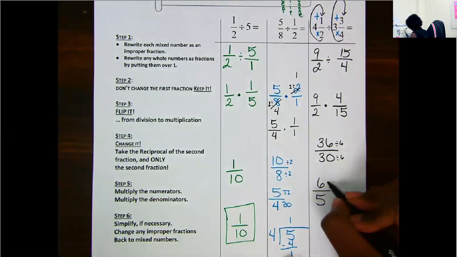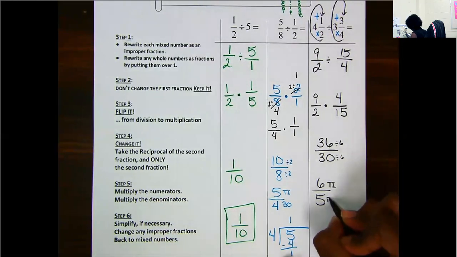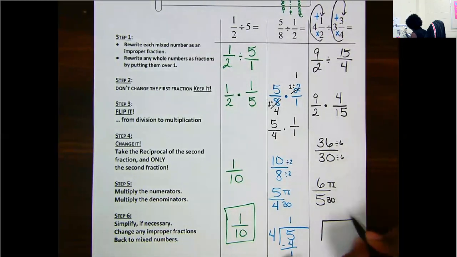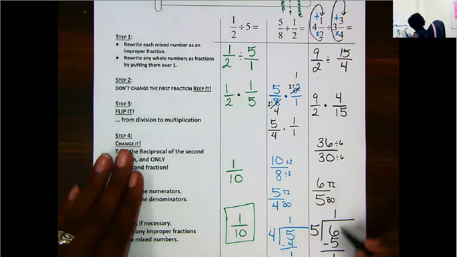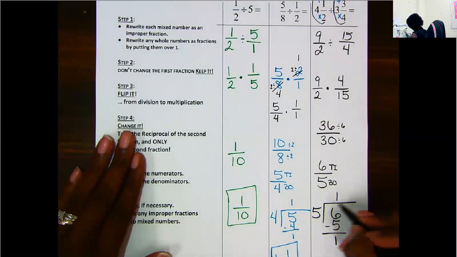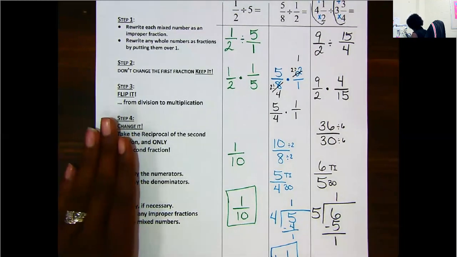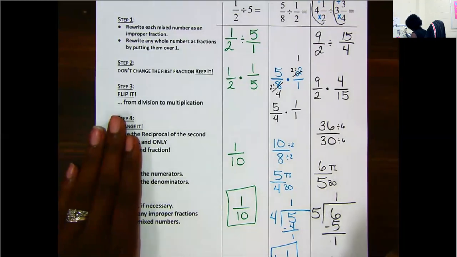Now I will do my tie bow. Top in, bottom out. 5 will go into 6 one time. 1 left over. Remember, we don't add a decimal. Our top number is now our whole number. What's remaining is now our numerator, and our divisor is our denominator.